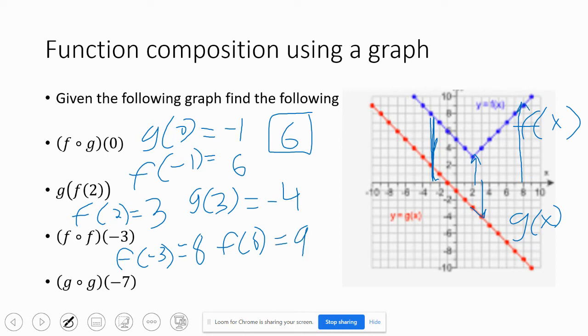Same thing with the line. You first find g of negative 7. So at negative 7, we're going to be at 6. And then we find g of 6. So we go down here to negative 7. So using the graphs, students find this the hardest.